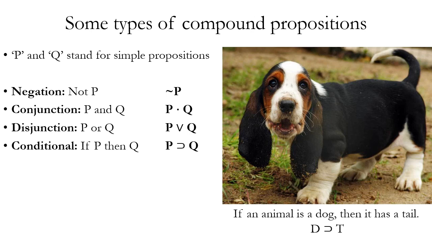The conditional is an if-then proposition, and it can be symbolized by the horseshoe. So an example of a compound proposition: if an animal is a dog, then it has a tail. In this case, the capital letter D stands for the simple proposition an animal is a dog. The capital letter T stands for the simple proposition it has a tail. And we're symbolizing the if-then via the horseshoe.